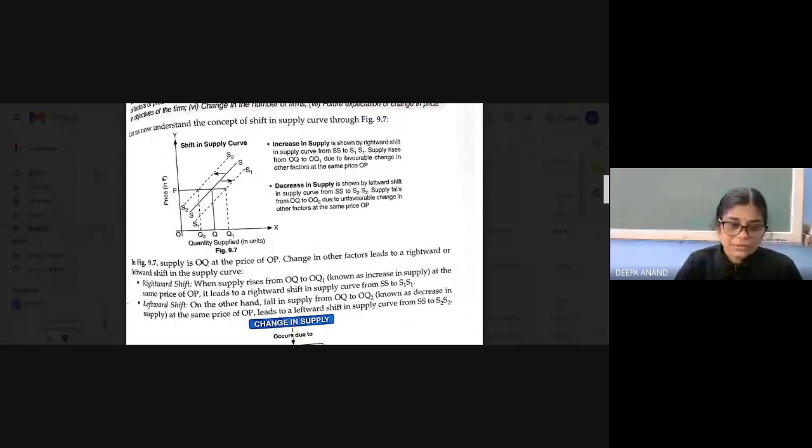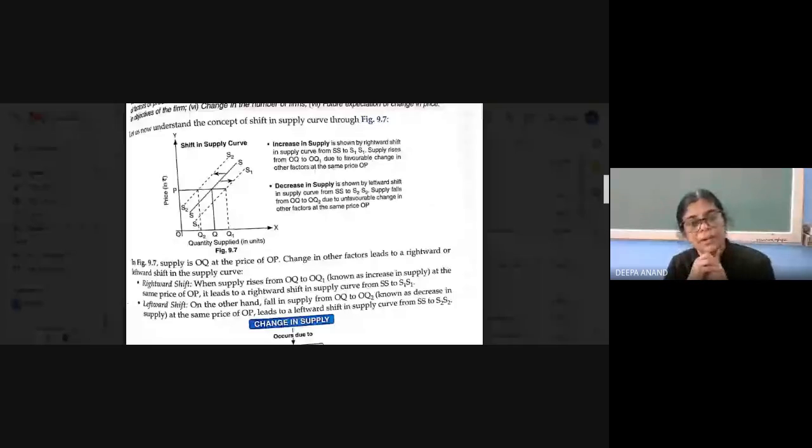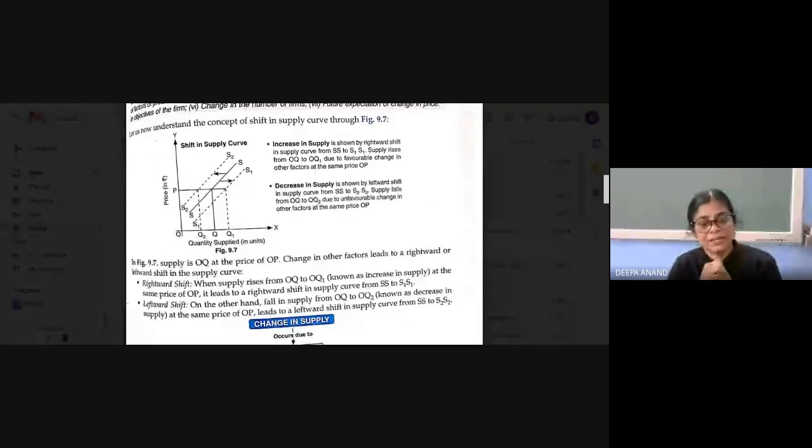This is also known as change in supply. So remember two terms. This is change in supply, that is the effect of other factors, and the effect of price is change in quantity supplied. Sometimes there is a confusion, but you have to remember like this. Change in supply is due to other factors. Change in quantity supplied is due to the change in the price of the given commodity.